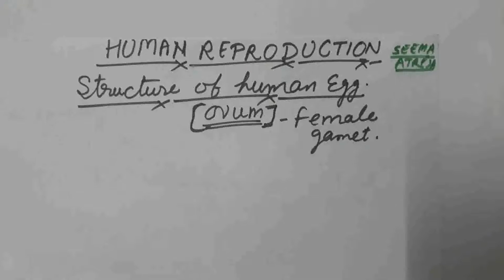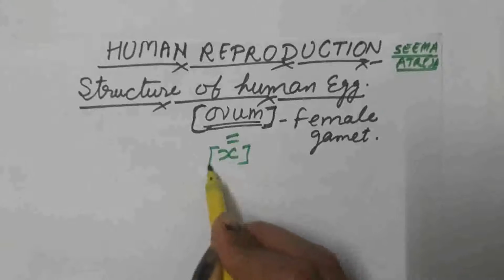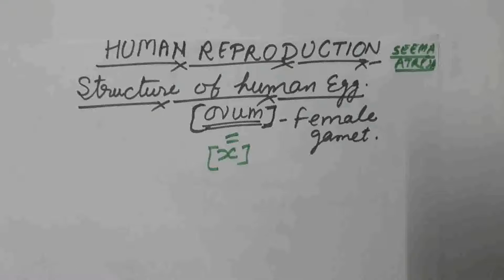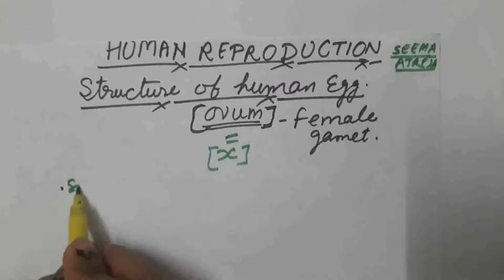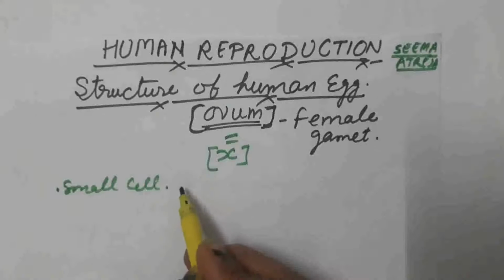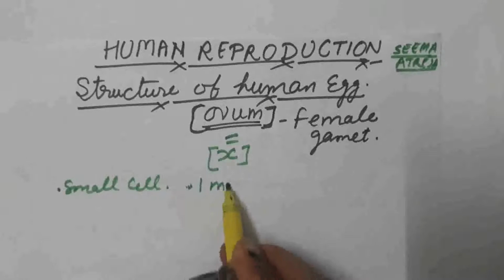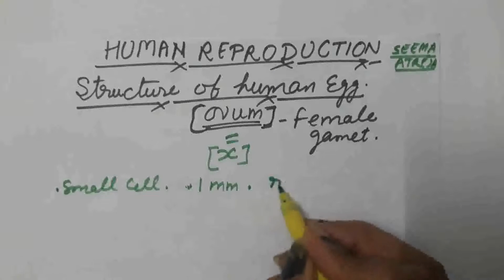Students, in today's lecture we are going to discuss the structure of the human egg. We also call it ovum or female gamete, in which the chromosome number is n, that is, a haploid number of chromosomes is present in the female gamete, the egg. The egg in the case of a human being is a small cell, normally about 0.1 millimeter in size, and it is a rounded cell.